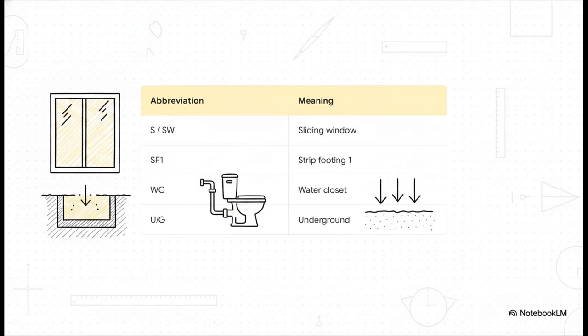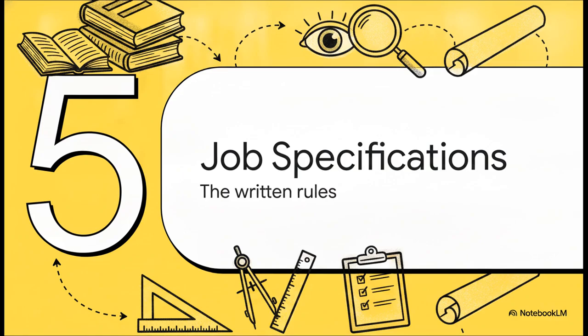And this brilliantly illustrates a few common ones. S or SW means a sliding window. SF1, that's strip footing one. WC is water closet, or, the toilet, and UG is underground. Memorizing these abbreviations is going to be incredibly important, not just for passing your assessment, but literally for surviving day-to-day life on the site.